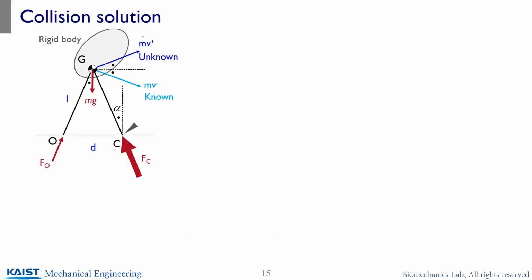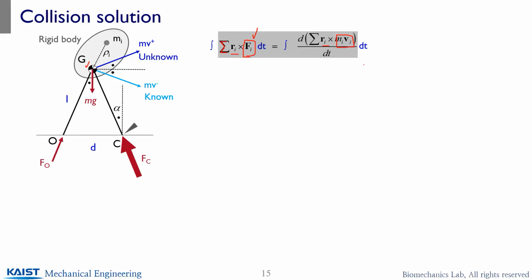Okay, for the case where you have a rigid body, like a torso, this is not a point mass anymore. What should you do? For the rigid body, you can establish Newton's law: the force Fi on particle i is the same as the time derivative of mi vi, and you sum over all the particles that constitute the rigid body. You take the R cross product on both the left and right hand sides, and if you take the time integral, that's the angular impulse momentum relationship for the rigid body.